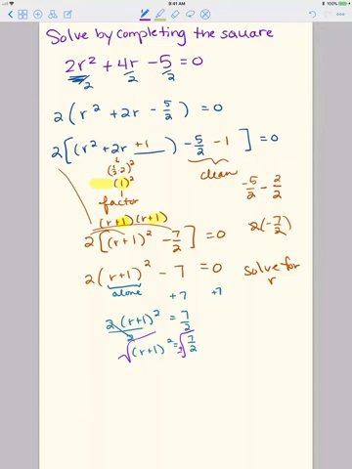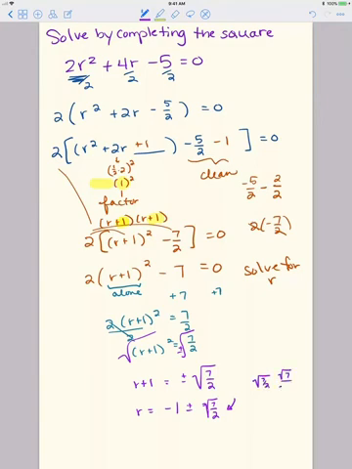Divide, square root. So you get r plus 1 equals plus or minus the square root of 7 over 2. And then whenever you subtract 1, you get negative 1 plus or minus the square root of 7 over 2. Now, I'm not really sure what you would be expected. Obviously, you can get decimal representations for this.